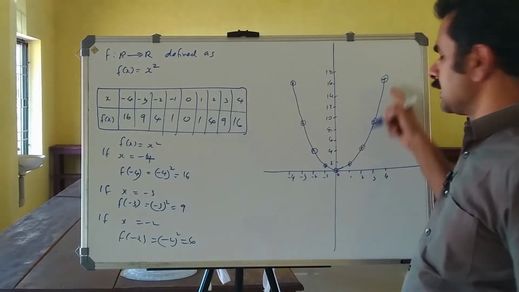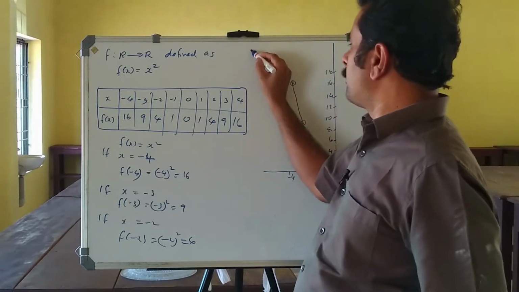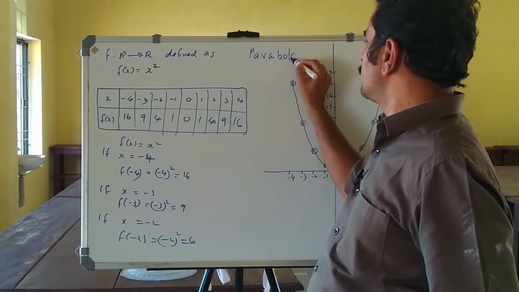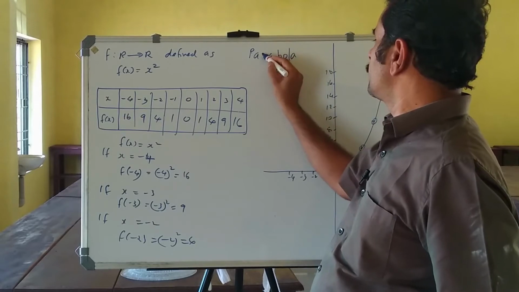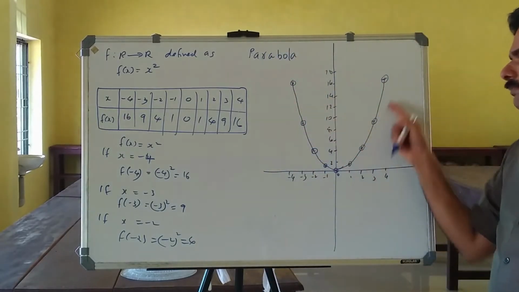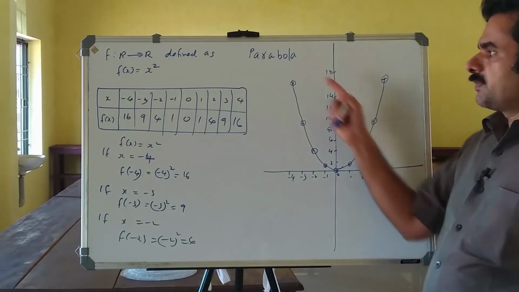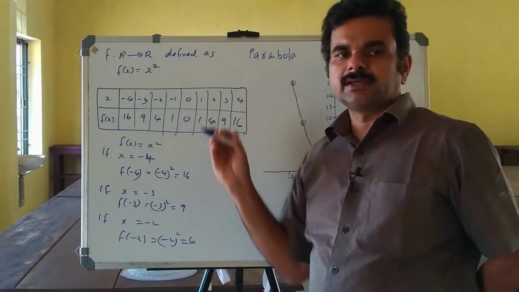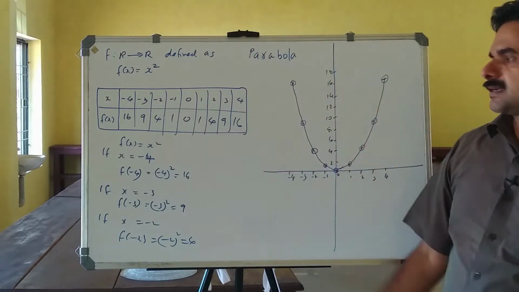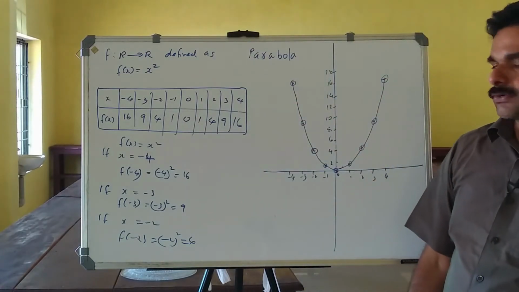This type of figure is called a parabola. Parabola. So its name is what? Parabola. So the graph of f of x equal to x square is always what? A parabola. So a parabolic function is this one, f of x equal to x square.